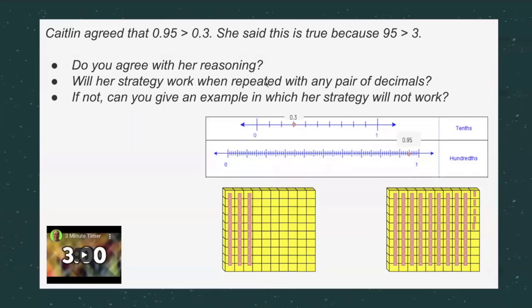Now take a look at this number story. Caitlin agreed that 95 hundredths is greater than 3/10. She said this is true because 95 is greater than 3. Do you agree with her? Will her strategy work when repeated with any pair of decimals? And if not, can you give an example in which her strategy will not work? Please take 2 minutes and 30 seconds to explain if you agree or disagree with Caitlin.